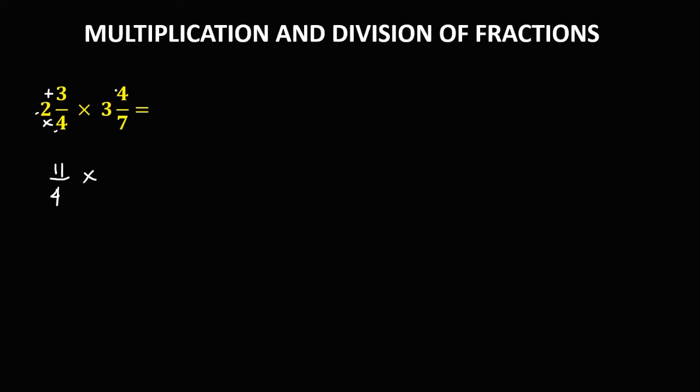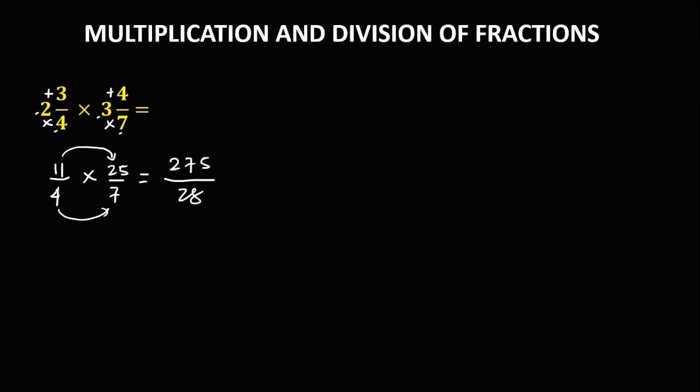Then times, for the second mixed number, multiply this 7 to 3. 7 times 3, that's 21. And 21 plus 4, that's 25. So therefore, this 3 and 4 over 7 is equal to 25 over 7. Then apply multiplication. So multiply these numerators. So 11 times 25, that's 275. Then over 4 times 7, that's 28.